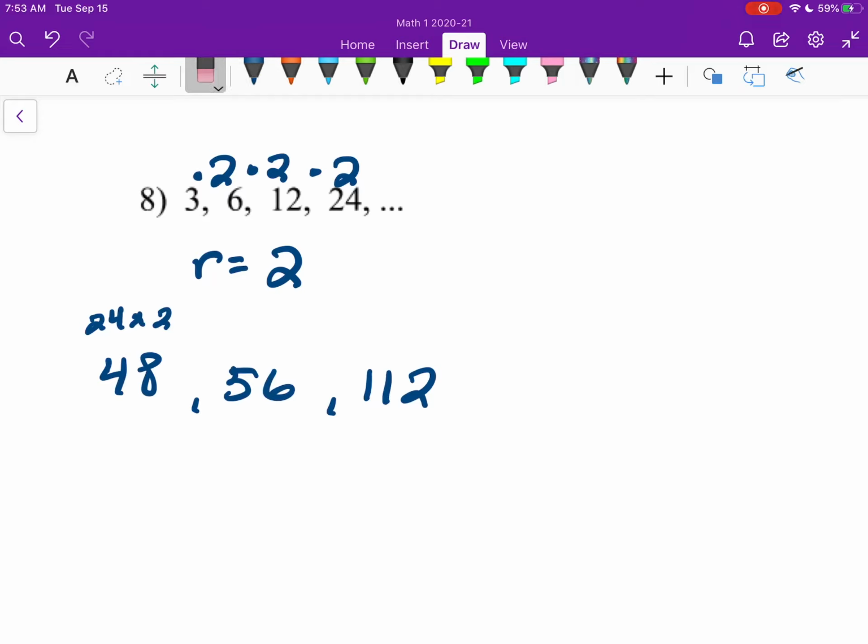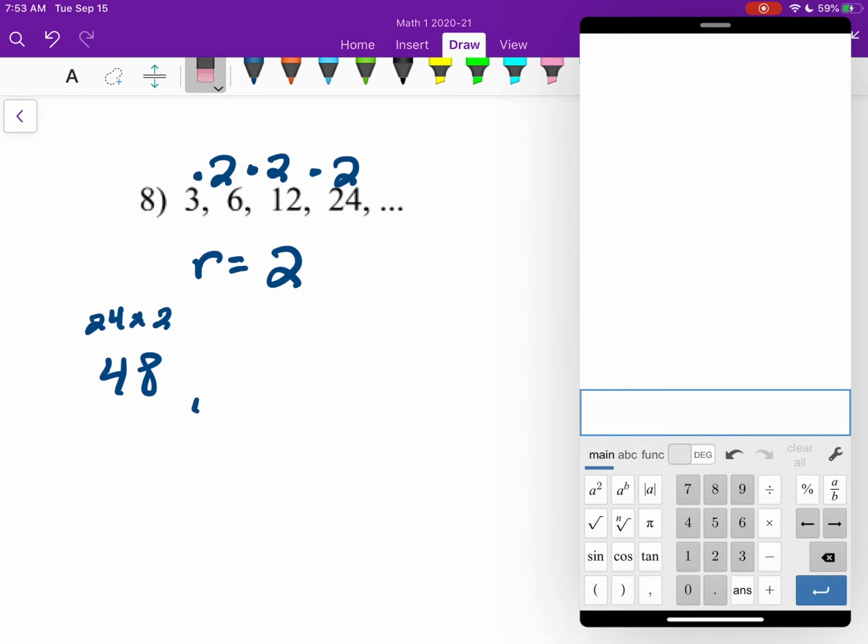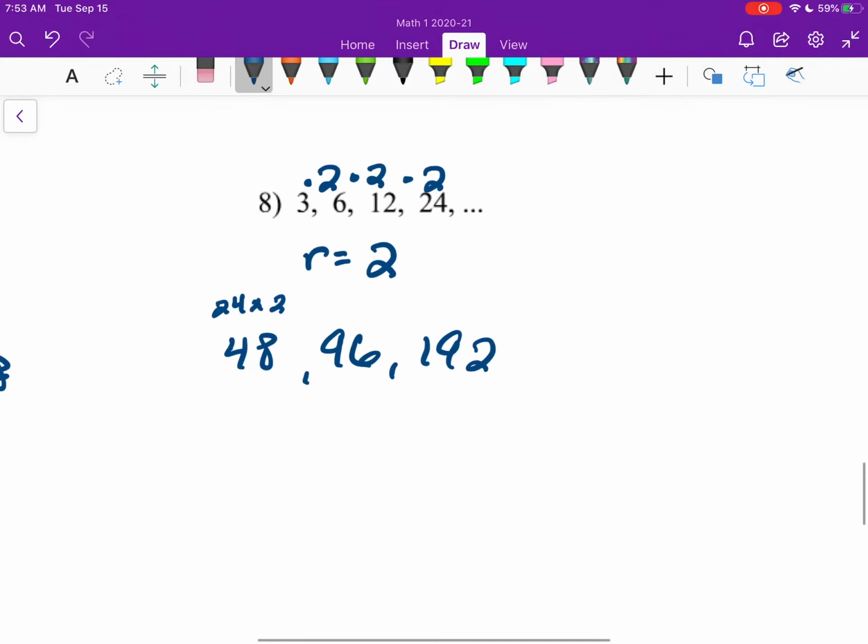Ooh, hold on. I'm sorry, I messed up. 48 times 2 is not 56. I don't know where I got that from. Let me just type that in. 48 times 2, I get 96. There, that's a little bit better. 96, and then times 2 again. Maybe I should use a calculator. 192. All right, there's the correct answer. There we go. All right, that's it.